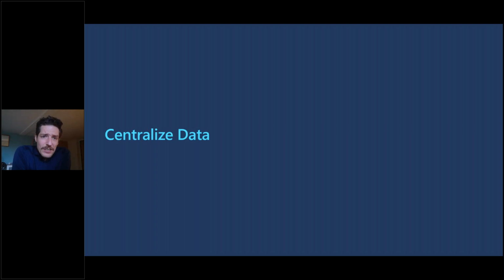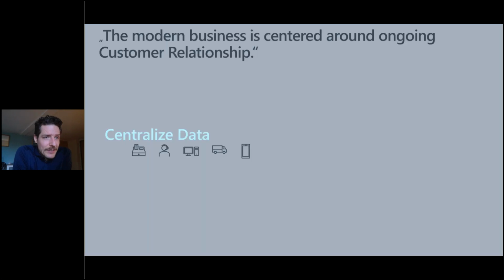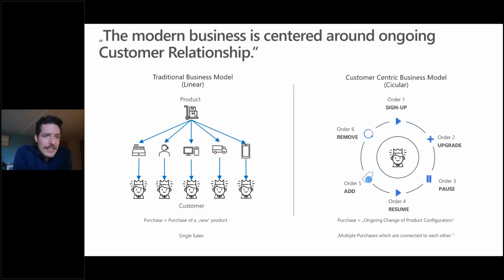So let's talk about centralizing the data. If we look at it from, let's say, customer data, there are various options on how to do that. Let me run you through that. Why do we need to do this? On the left-hand side, you see a very basic, traditional model. You have a product and you're trying to sell that product to as many customers as possible, potentially through various different channels. Your customer purchases the product one time, and then your customer is gone.